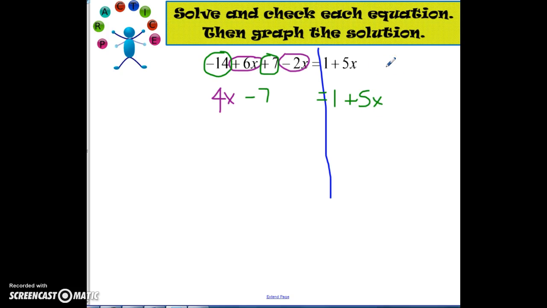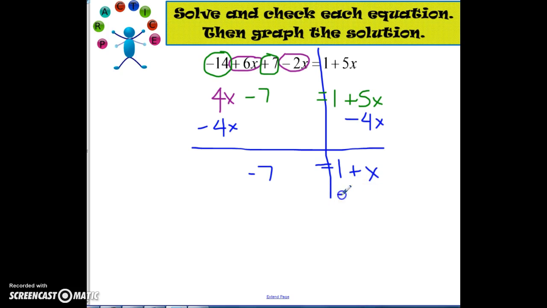So when we have these variables on both sides, you have so many options. The key is to get all the variables on one side and to get all of the constants on the other side. So when I look at this, I see that the right side has more x's than the left. So in order to keep my x's positive, I'm going to subtract 4x. Which leaves negative 7 equals 1 plus x. And now I'll subtract 1 from both sides. X equals -8.